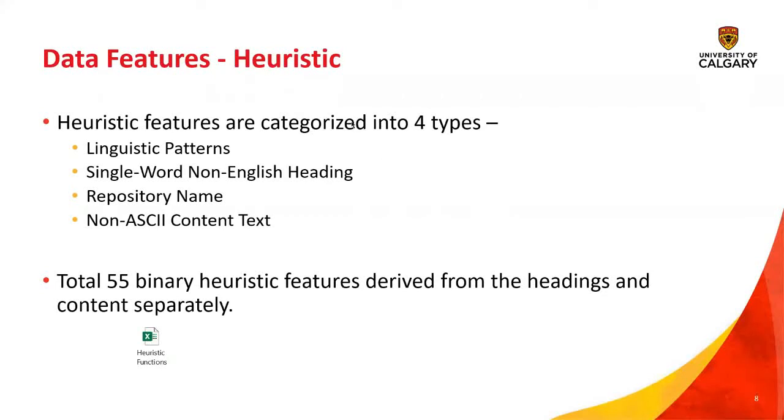Finally, let's talk about the heuristic features. We are extracting a total of 55 binary heuristic features from the README content and the headings. These 55 binary heuristic features are categorized into 4 types: linguistic patterns, single word non-English heading, repository name, and non-ASCII content text. The information about all these heuristic features, the functions, and their description is in this Excel. Let's come back to this Excel real quick, but first, let us see how these heuristic features look.